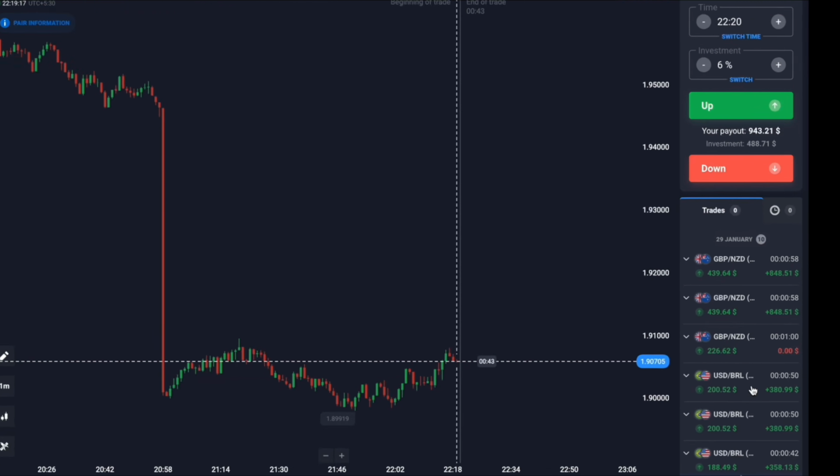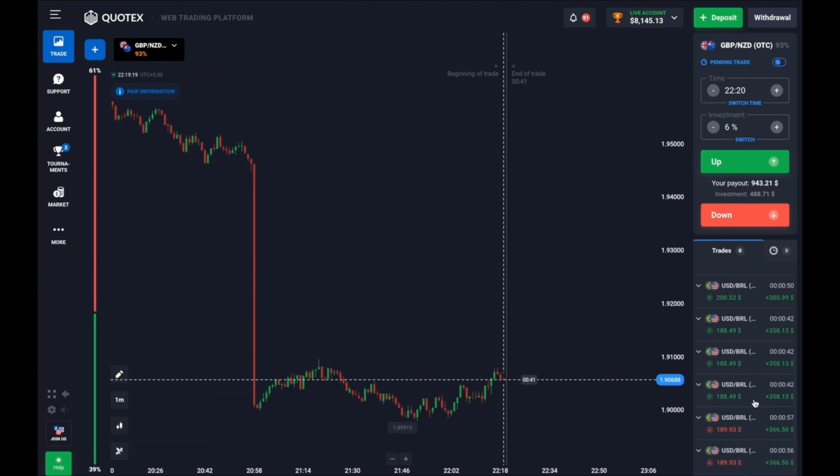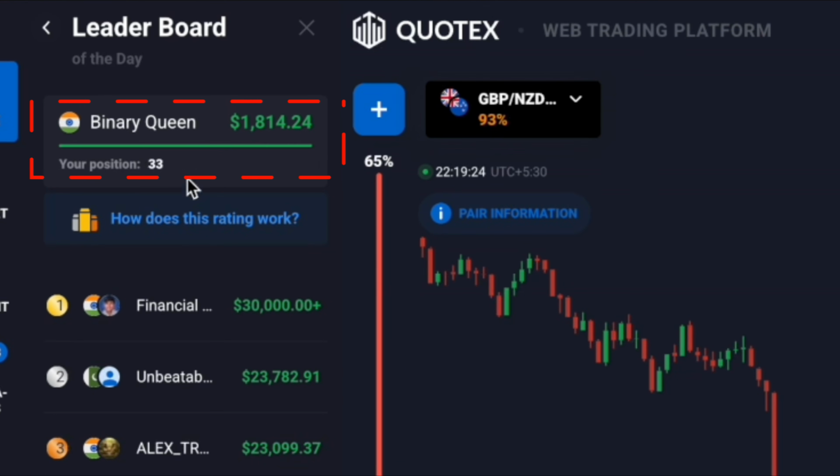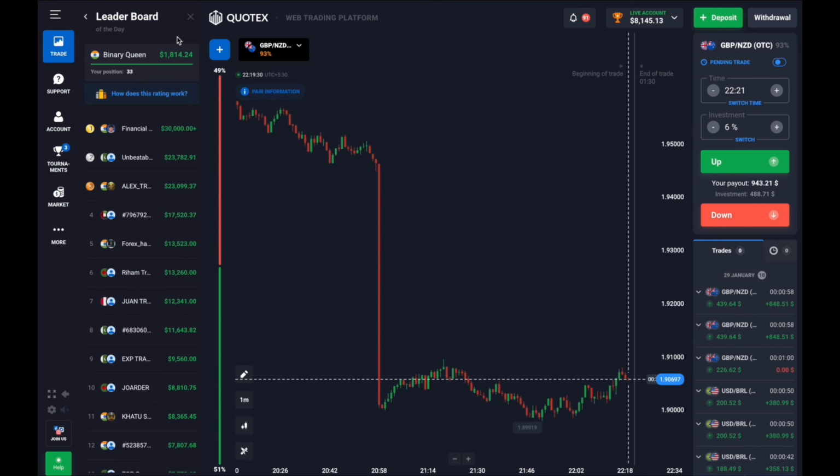These are my trade history, and on my leaderboard I have already locked in $1,800 in profit, but I'm about to take more trades right now. If this works, I will hit the top 20. If not, I might lose everything. So let's see what happens.